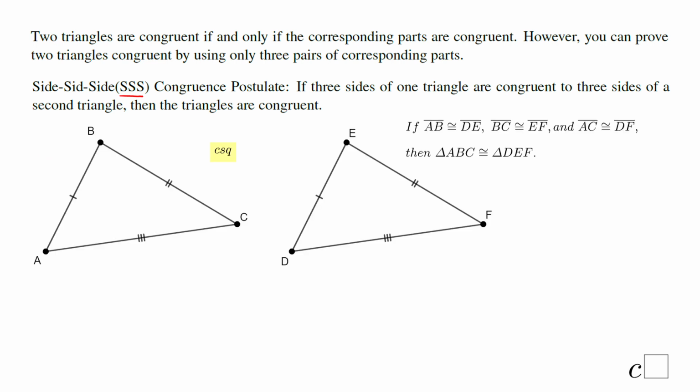What do I mean? Look at here. If AB is congruent with DE, BC congruent with EF, you see the same mark, and AC congruent with DF. If these three corresponding sides are congruent, then the triangles are congruent. That's what this theorem says.